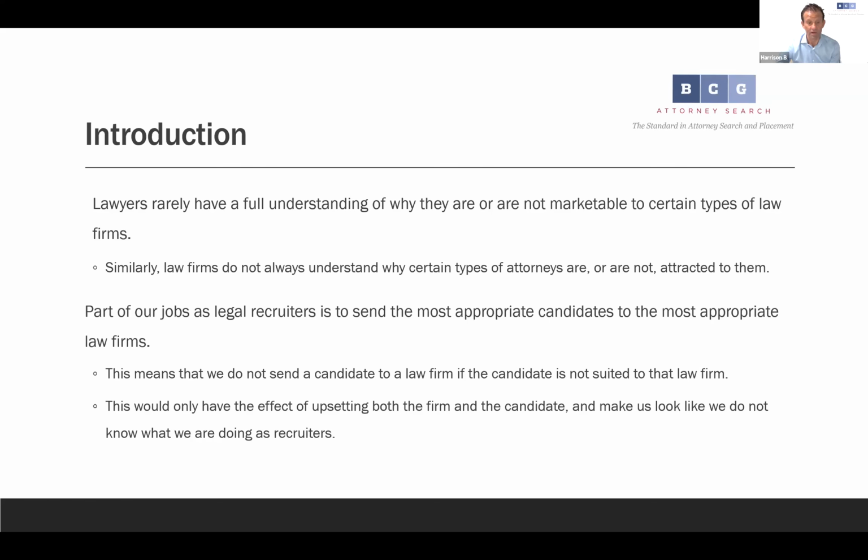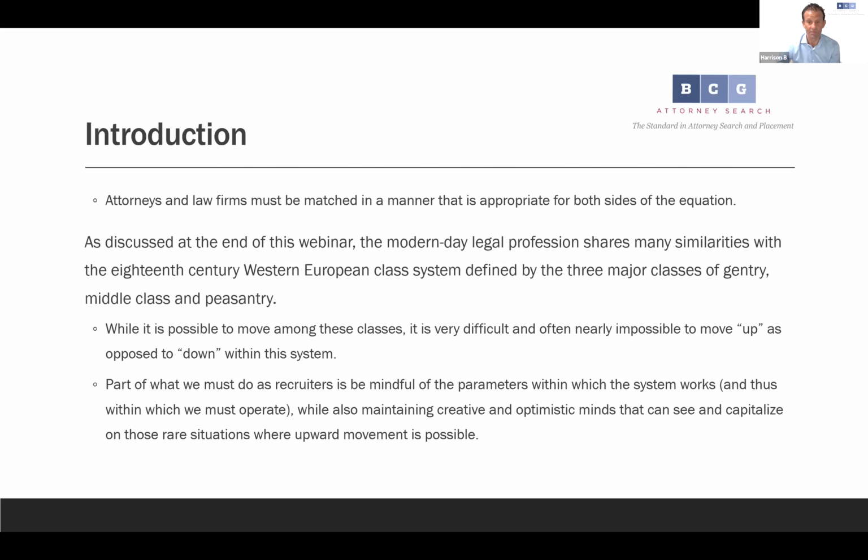As I said earlier, our job in this business is to try to send people to the most appropriate firms. We're always trying to move people to a better firm than they're at. So if you're a lower ranker, we want to move you to a higher ranking firm, and vice versa, but rarely. That's our job. We can't send candidates to firms where the candidate's not suited to it, because then the firm is upset and may not want to work with us again, and it makes it look like we don't know what we're doing. Attorneys and law firms just need to be matched in a manner that works for both of them.